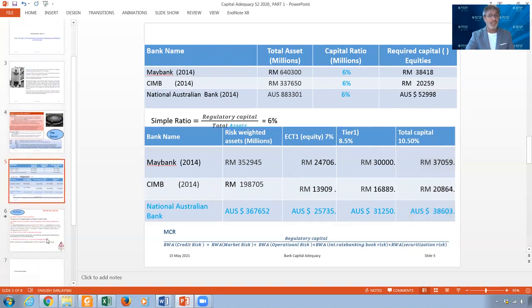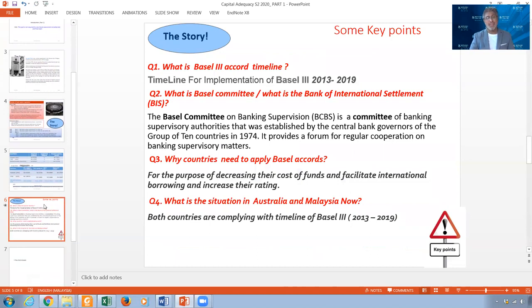Now, this is about it, but just one more. I didn't include this, even. Just in case you have some questions in your head. So, what is the Basel Accord timeline? The timeline for implementation of Basel III started in 2013, and they gave banks time to apply it until 2019, and most banks have done it, including the Australian and Malaysian banks.